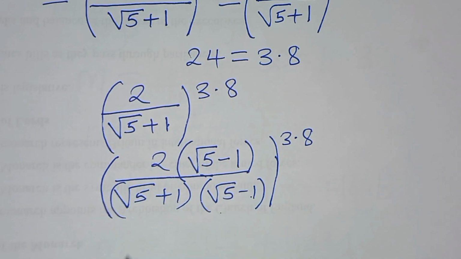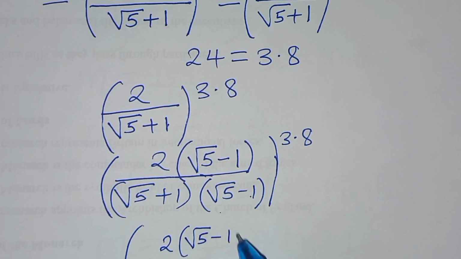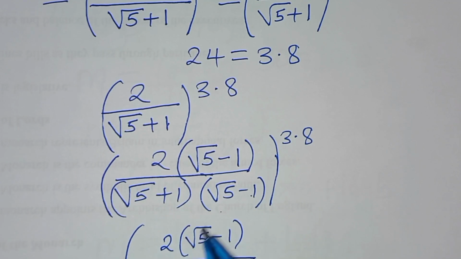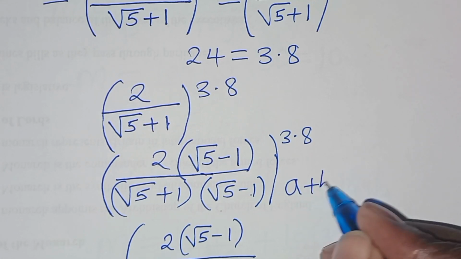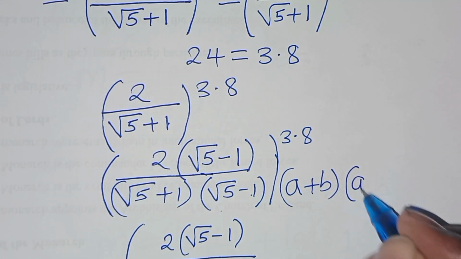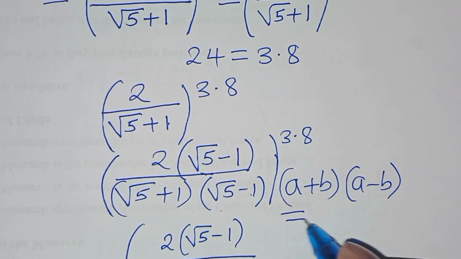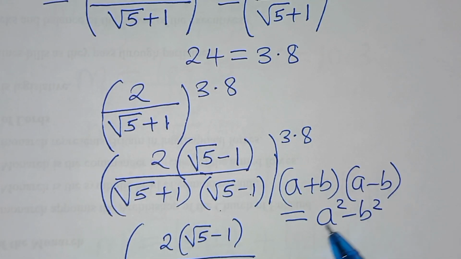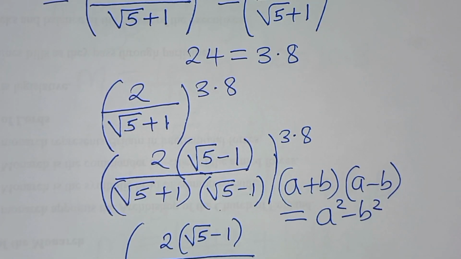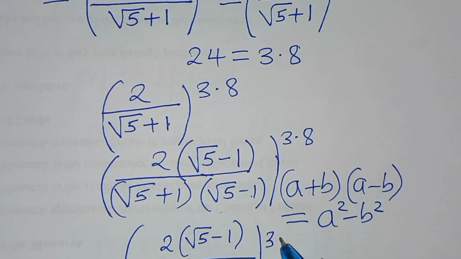So the next step, we'll have 2 multiplied by square root of 5 subtract 1, then divided by square root of 5 plus 1 multiplied by square root of 5 subtract 1. This is in the form of a plus b multiplied by a minus b, which is essentially a squared minus b squared. Applying this property, we have square root of 5 squared subtract 1 squared, all this raised to power 3 times 8.